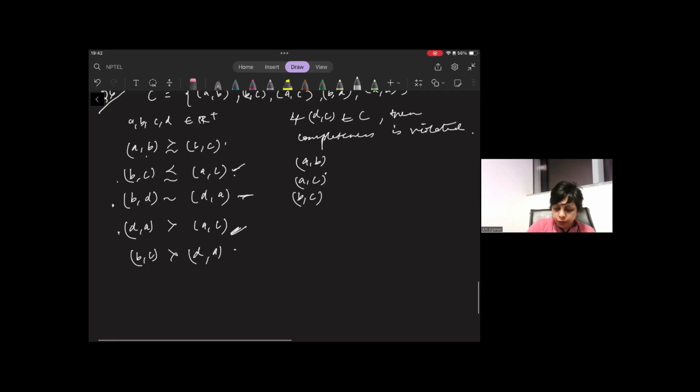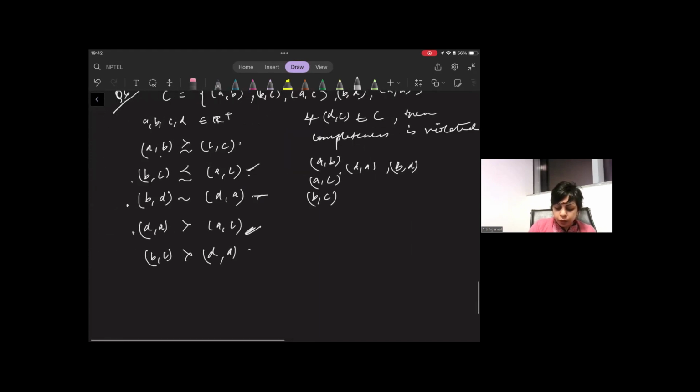Let me, okay, let's fit it in here only. And because B comma D is at the same rank, we are putting that also here. Why? Because it is given that D comma A is higher than A comma C, and at the same time, we are given B comma C is higher than D comma A, meaning D comma A is lower than B comma C. Now, can both of these things be possible at the same time?